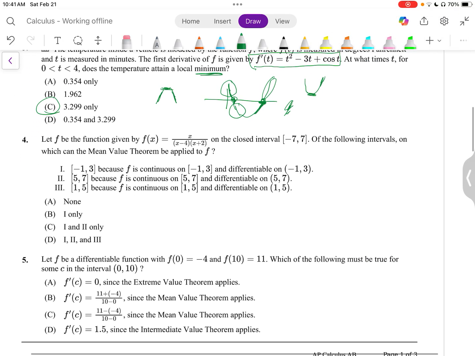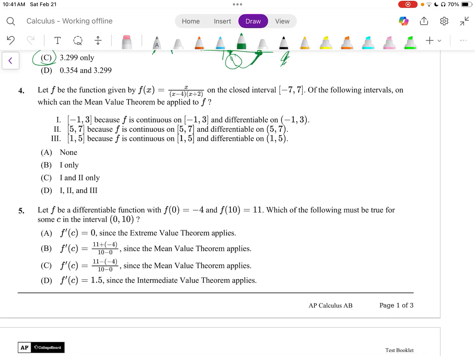All right, we don't need our calculators anymore. Number 4, let f be a function given by that rational function there on the closed interval -7 to 7. On which of the following intervals can the mean value theorem be applied? For the mean value theorem, a function has to be continuous and differentiable. Our function here has two vertical asymptotes where the denominator is 0. So we know that it's not defined at -2, and it's not defined at 4.